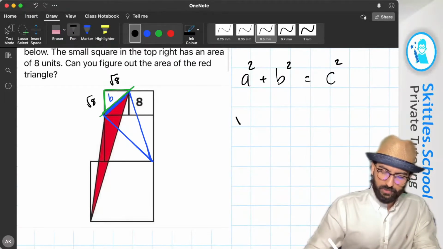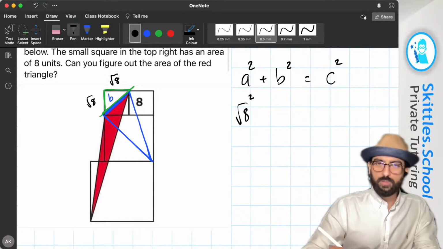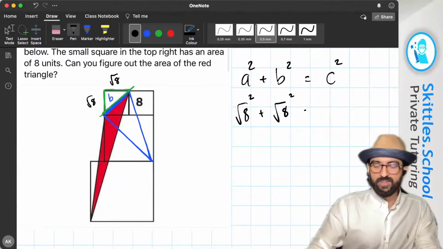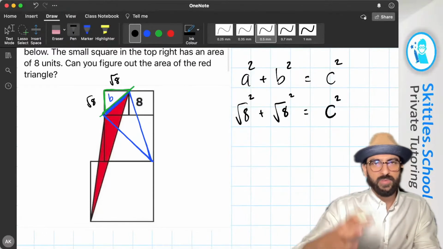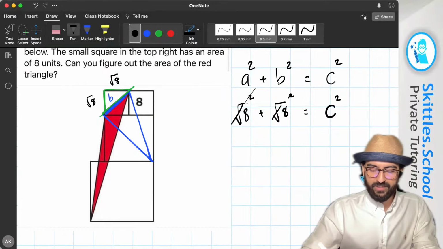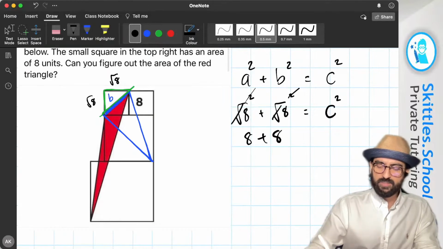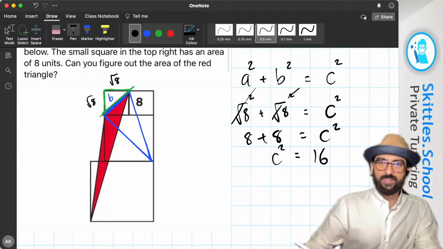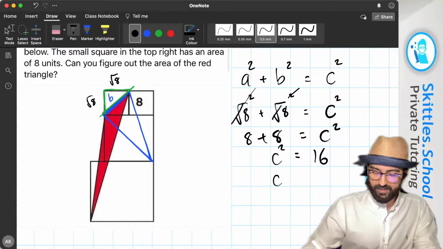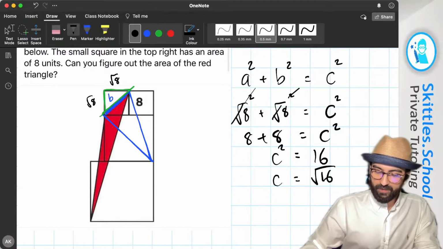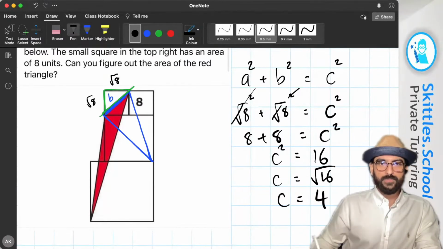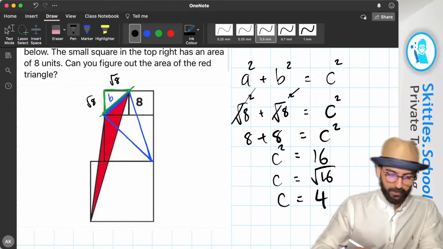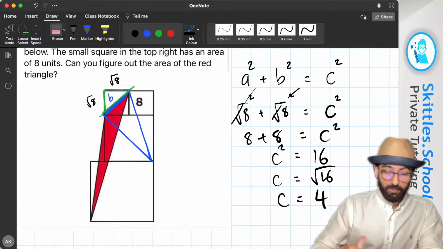So a and b are the square root of 8. Let's put those in. So the square root of 8 squared plus the square root of 8 squared equals c squared. Obviously these 2 cancel out and those 2 cancel out, so it's just 8 plus 8 equals c squared. So c squared equals 16, and the square root of 16 is 4. So now we know the base of the red and the blue triangle is 4.